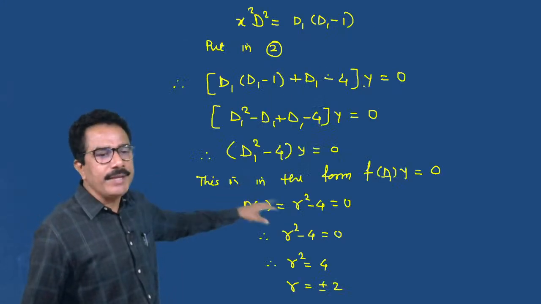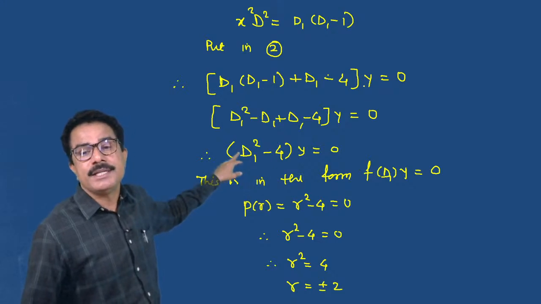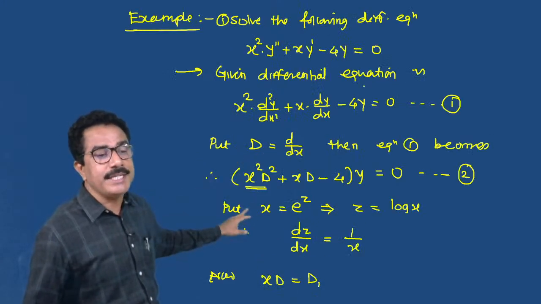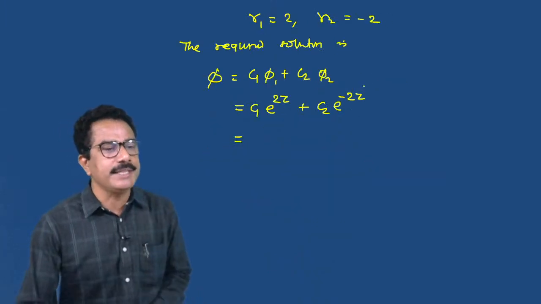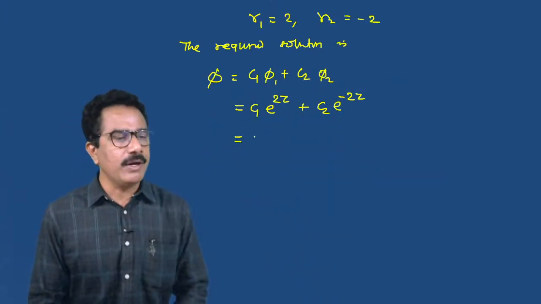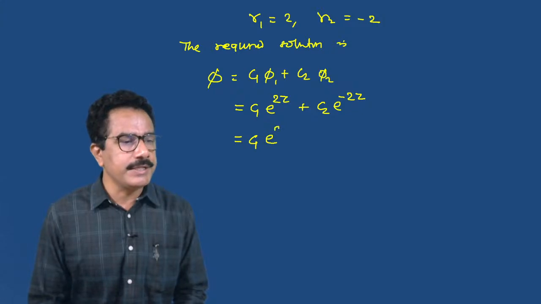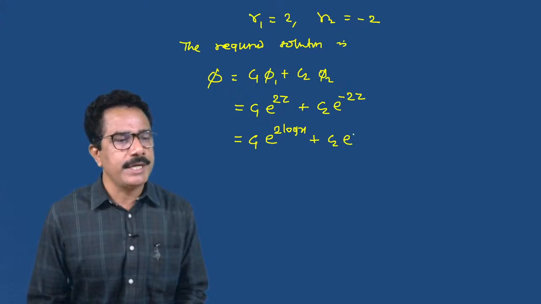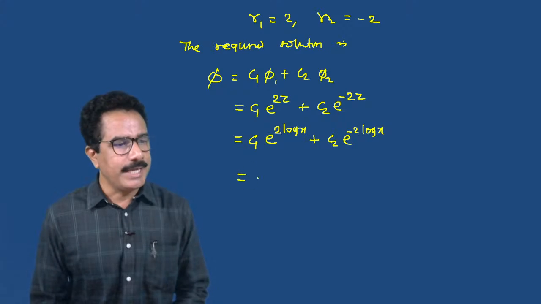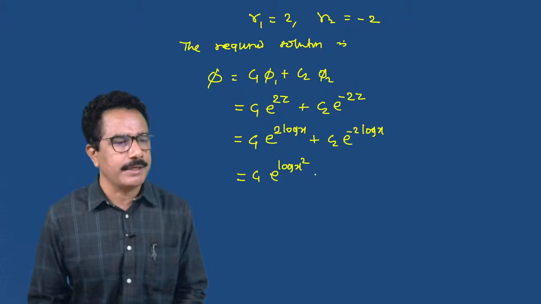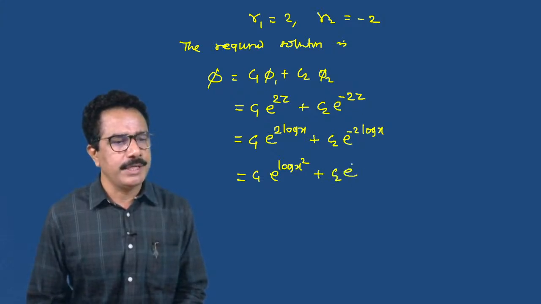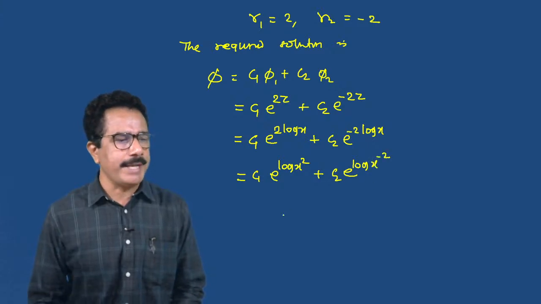This is a form of D1, f of D1. D1 means, which is a form of z, dz by dx. So we write in the form of z, replacing the value of z: C1 e raised to 2 log x plus C2 e raised to minus 2 log x. That means C1 e raised to log of x square plus C2 e raised to log of x raised to minus 2.